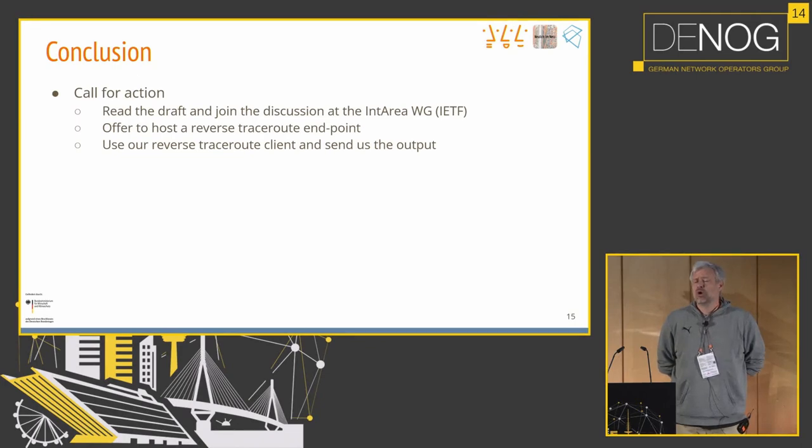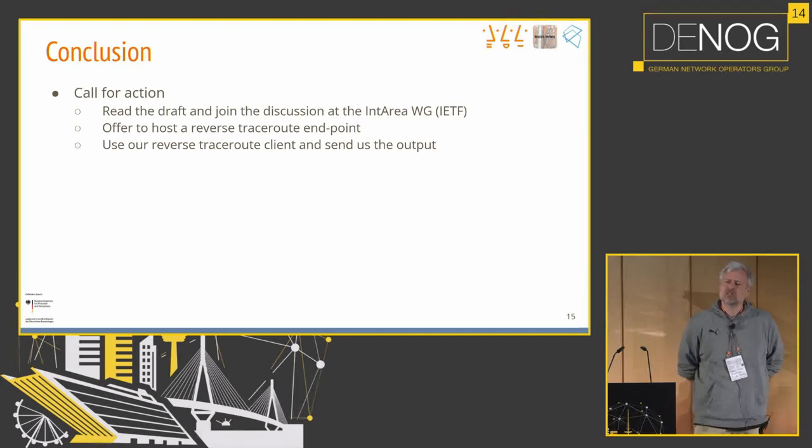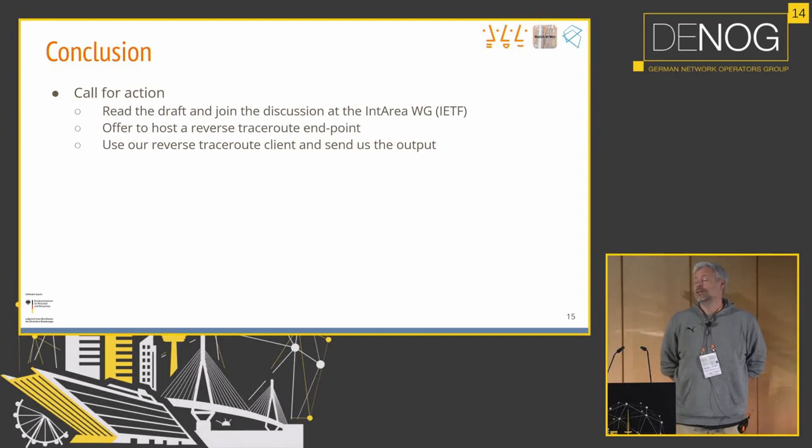If you don't want to host a probe, and that's understandable, then it would be nice if you could run the client for us. The client is just a small Python program that sends out those packets, because we host a public reverse traceroute endpoint. Whenever you are at a conference, at a hotel, at an airport, anywhere, please run our tool and send us the output. There's a switch in there that does that automatically. You don't have to open your email program or anything. That would be very valuable for us, because now we're at the point where we need more data. We did the protocol design, now we need data.